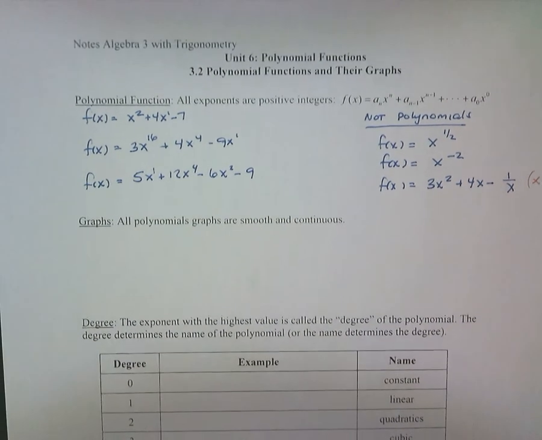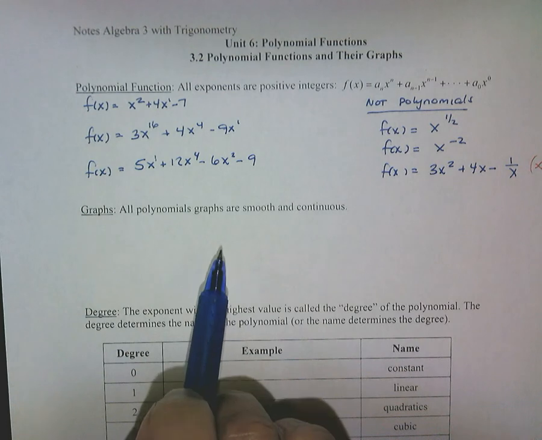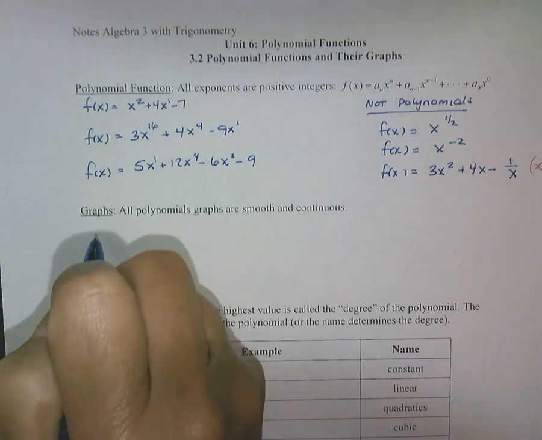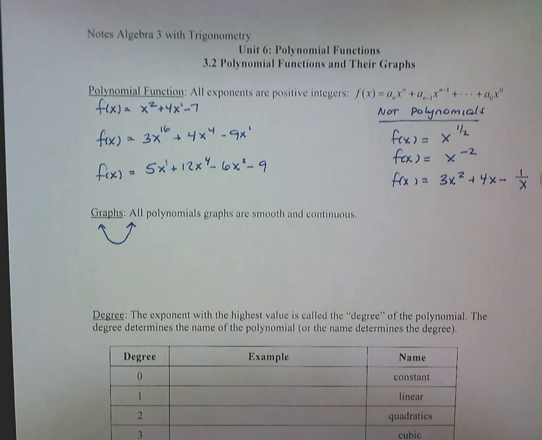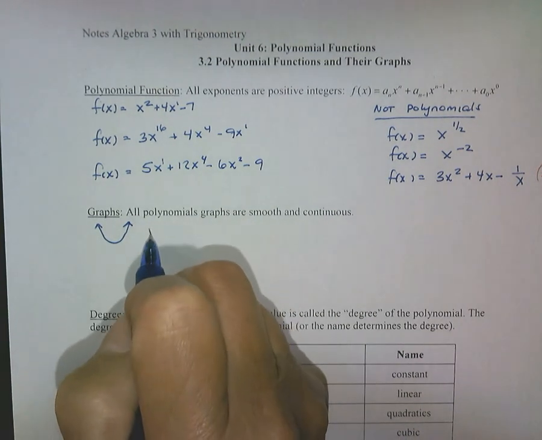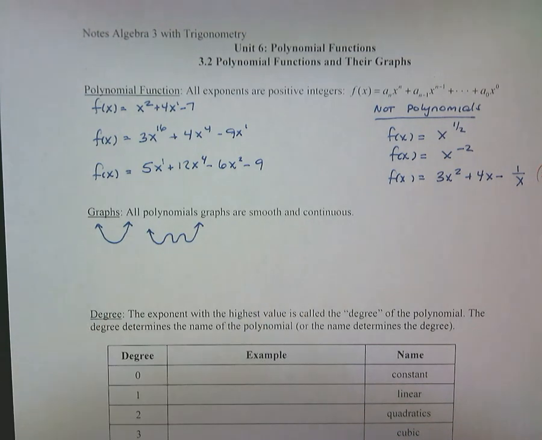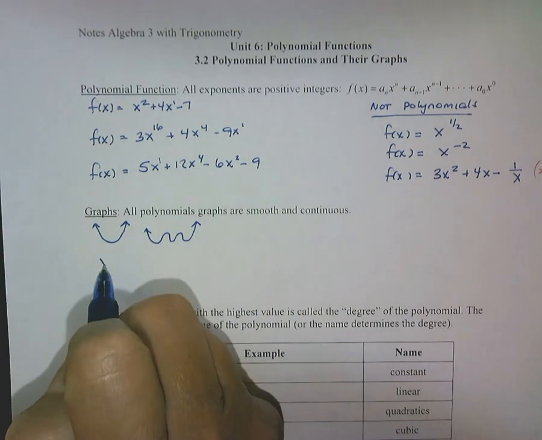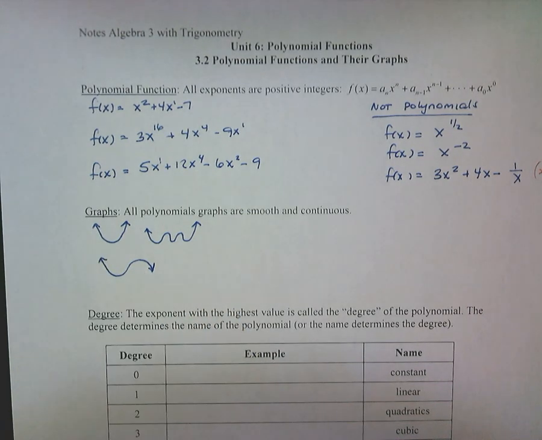The graphs of polynomials are very specific. All polynomial graphs are smooth and continuous. So for example, quadratic looks like this. You could have one that's got a whole bunch of wigglies in it, or another one that looks like this. All of these are examples of polynomials.